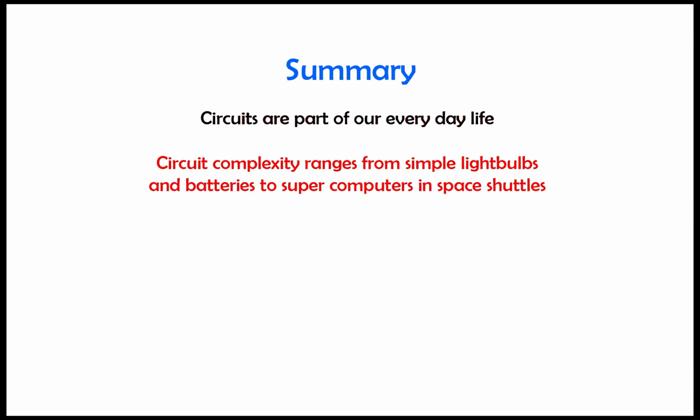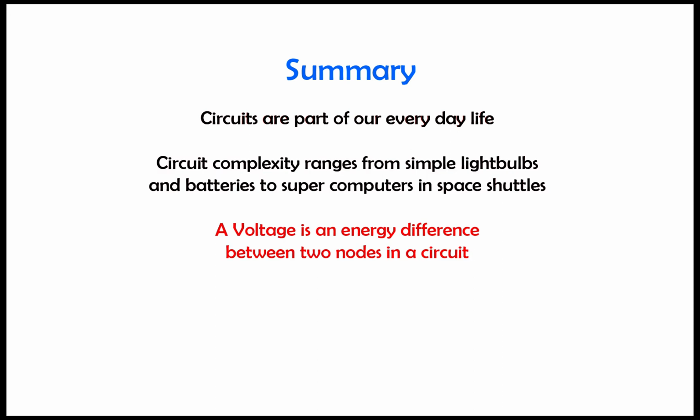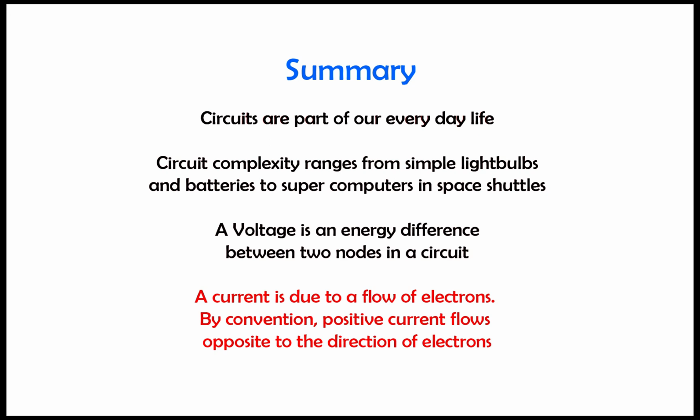Circuits are part of our everyday life. Circuit complexity ranges from simple light bulbs and batteries to supercomputers and space shuttles. A voltage is an energy difference between 2 nodes in a circuit. A current is due to a flow of electrons. By convention, positive current flows opposite to the direction of electrons. An open circuit may have a voltage greater than 0, but the current is 0 amps.